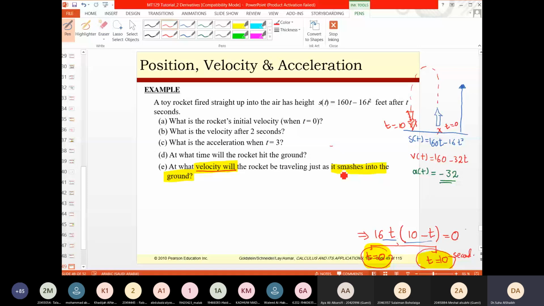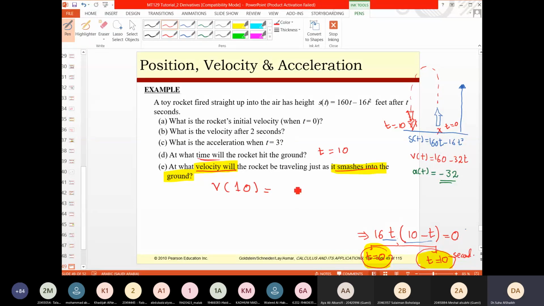We agreed that it smashes the ground, or hits the ground, when t is equal to 10, right? So the question: what will be the velocity when it is smashing the ground? So I'm talking about the velocity at t equal to 10.